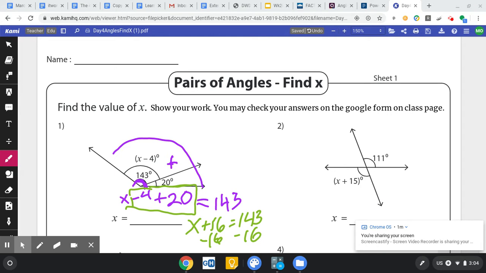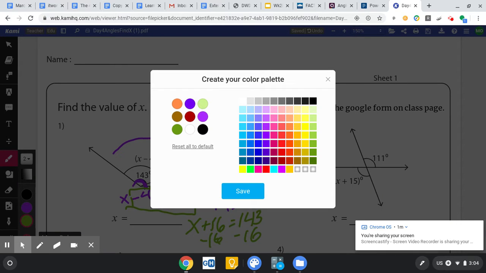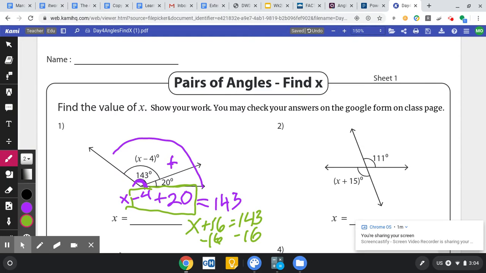Okay. All right, so let's look at the next one. They are vertical. So since they are vertical, let me change my color. This will go blue. Since they are vertical, that means, it's harder to do this than I thought it would be. All right, so this is 111, and this should also equal 111. So you would make your equation x plus 15 equals 111.